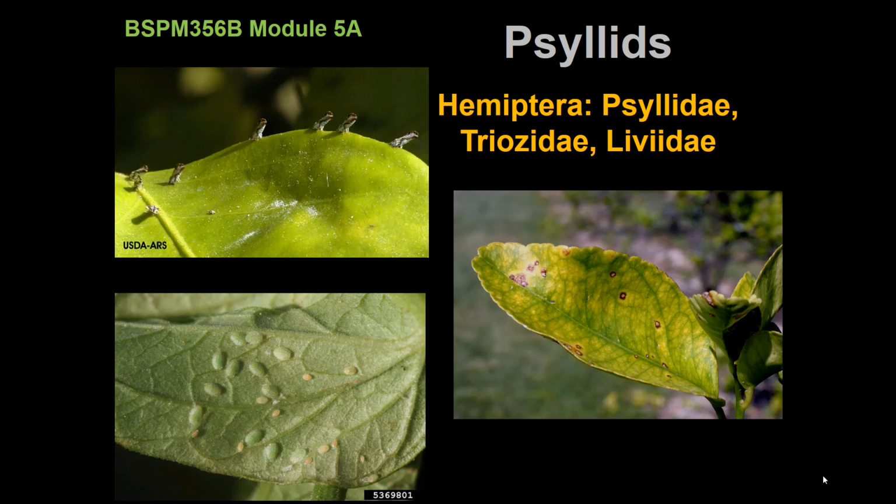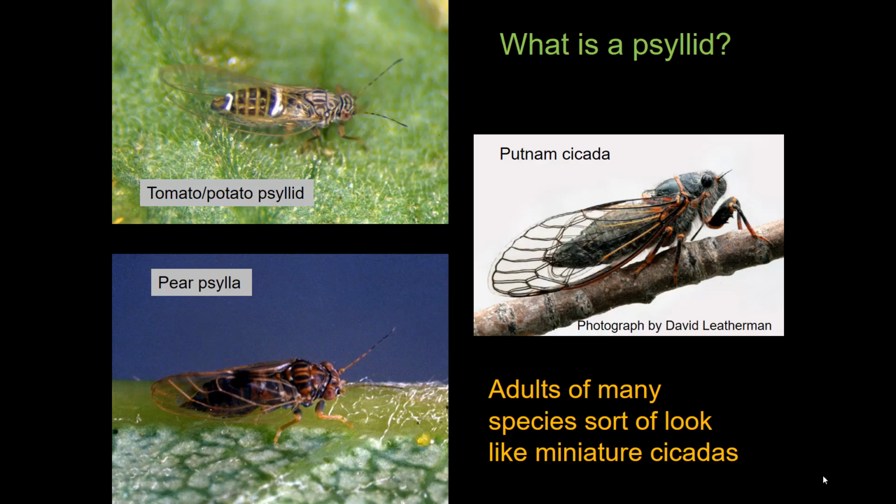So, this first module is going to deal with a group of insects called psyllids. They're in this order Hemiptera, as are aphids, and there's actually 3 families now that are considered to be called psyllids. The general appearance of a psyllid, what is a psyllid, aside from being an insect with a kind of weird way of spelling their name?